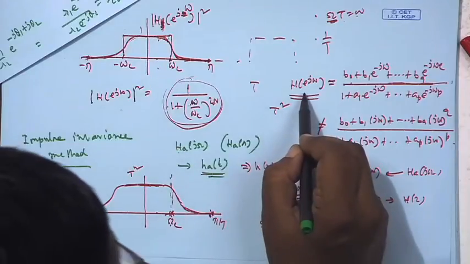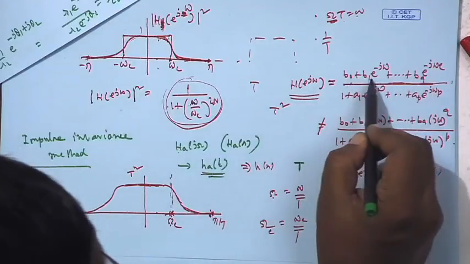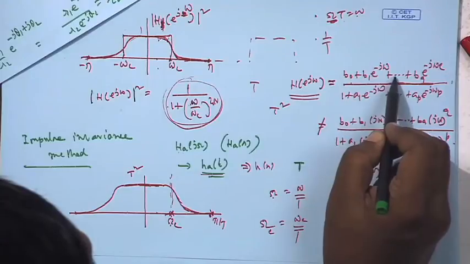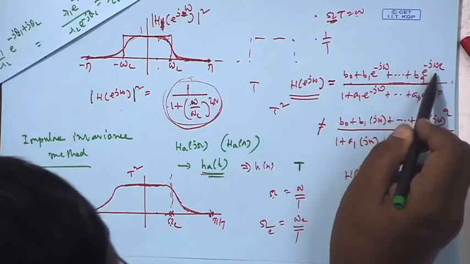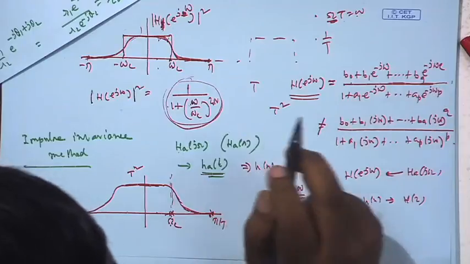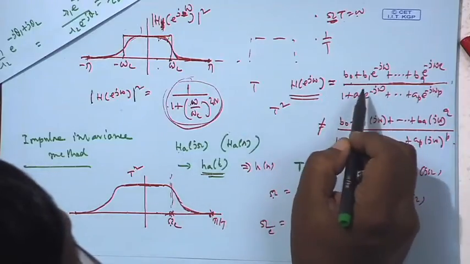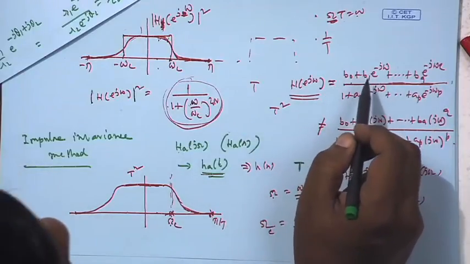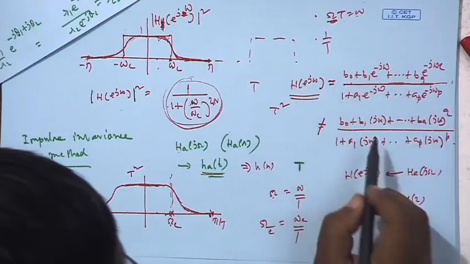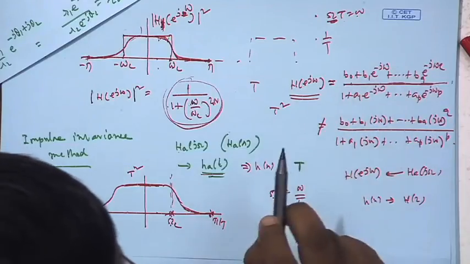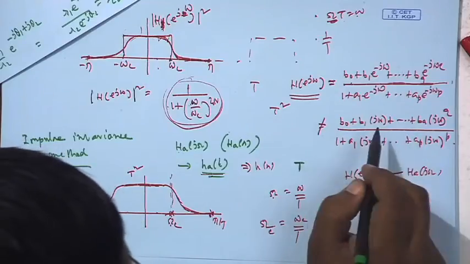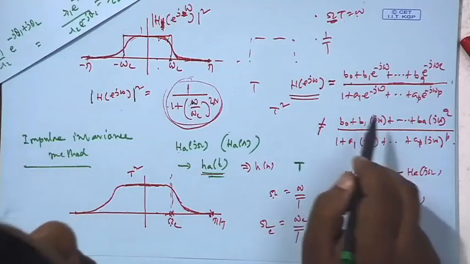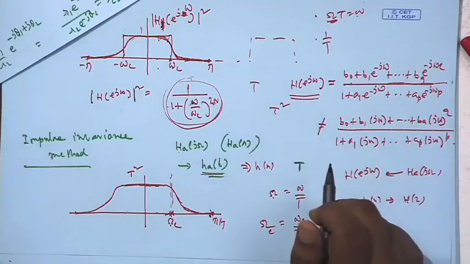But H omega is of this form: B0 plus B1 e to the power minus j omega plus B2 e to the power minus j2 omega plus dot dot BQ e to the power minus j q omega, and the denominator also. That is, it is a ratio of two polynomials, but the polynomials are in terms of powers of e to the power minus j omega, not in terms of omega. That is the problem. So, therefore, the question arises as to how you can design an IIR digital filter.